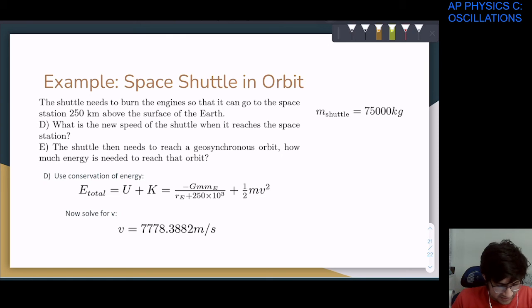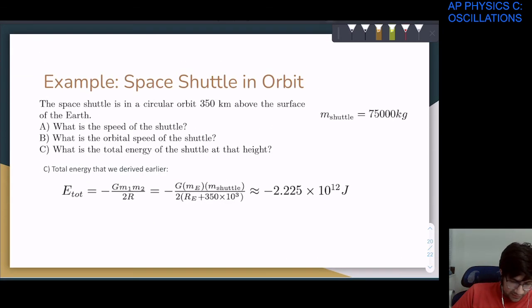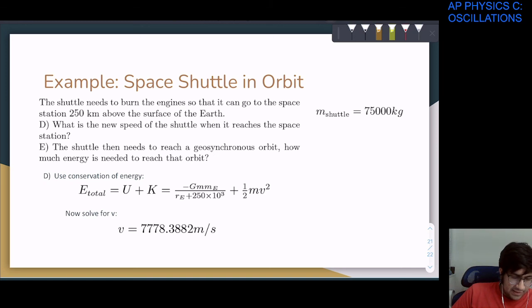All right, now it gets a little interesting. Part D, what is the new speed of the shuttle when it reaches the space station? Remember, this shuttle now needs to burn the engine so it can go to the space station, which is 250 kilometers above the surface of the Earth. We're currently at 350 kilometers, and we're being asked what is the new speed of the shuttle when it reaches the space station.